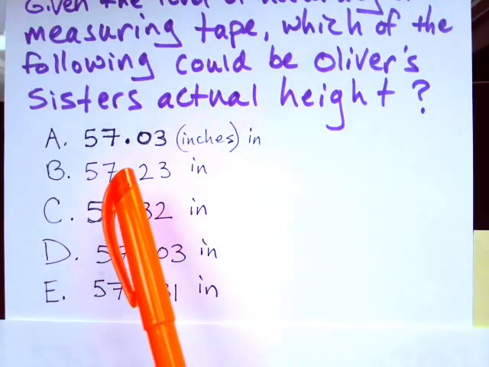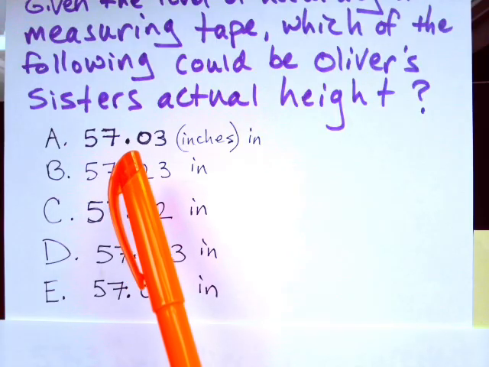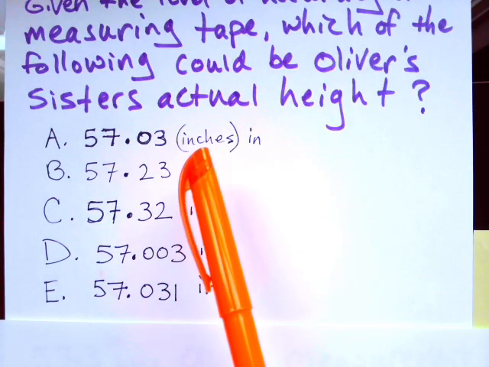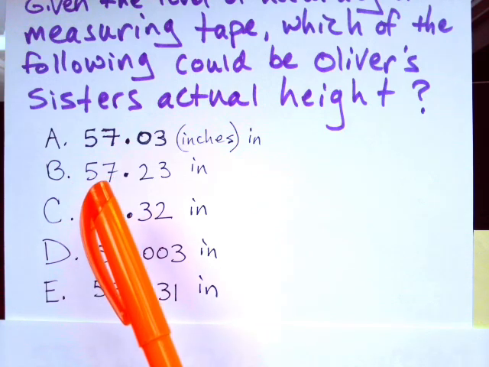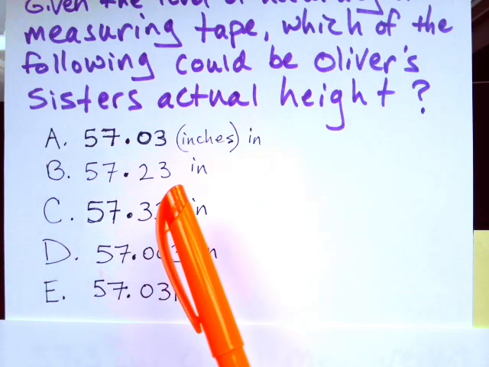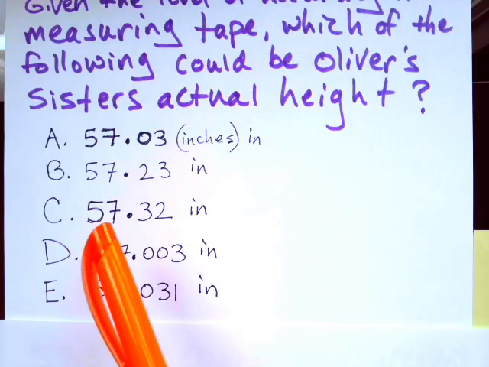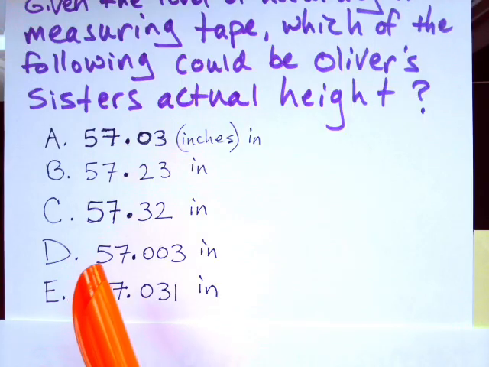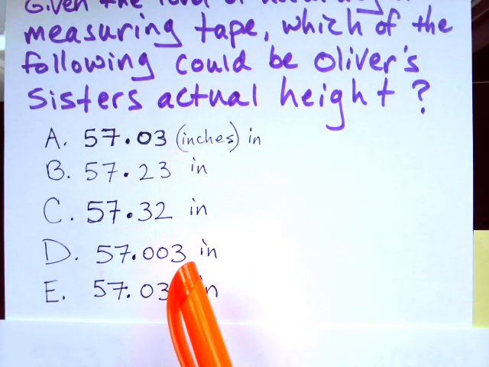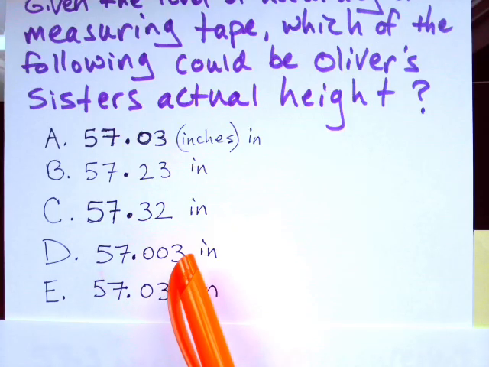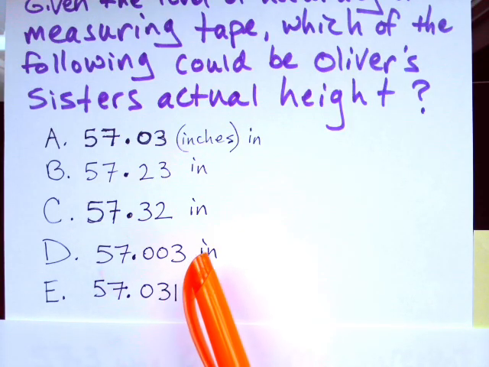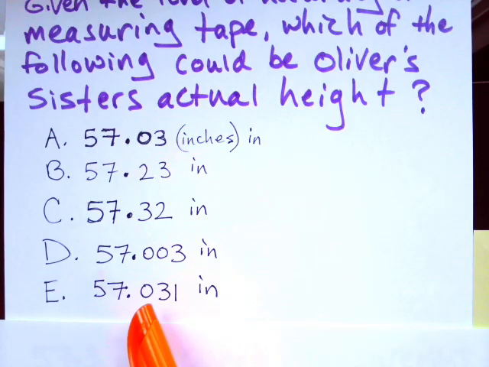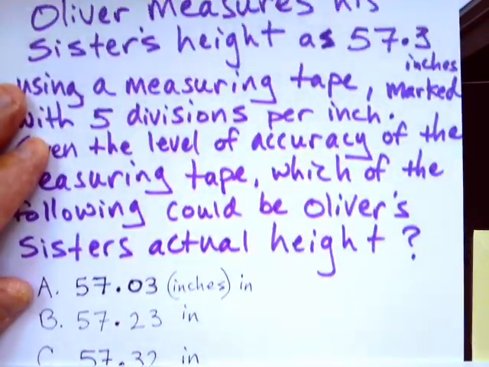Option A, 57 and 3/100ths of an inch. Option B, 57 and 23/100ths of an inch. Option C, 57 and 32/100ths of an inch. D, 57 and 3/1000ths of an inch. And E, 57 and 31/1000ths of an inch.